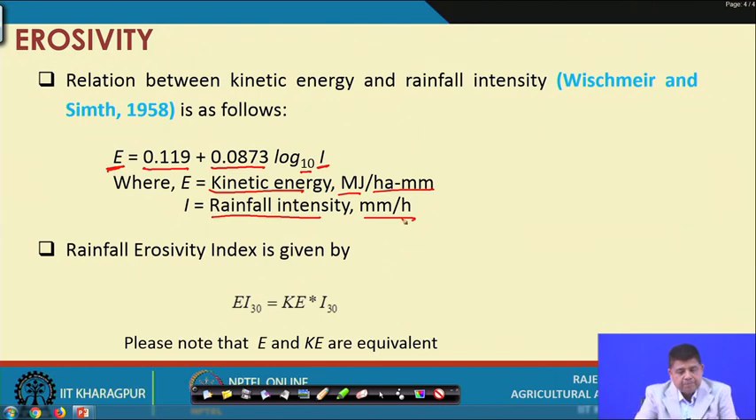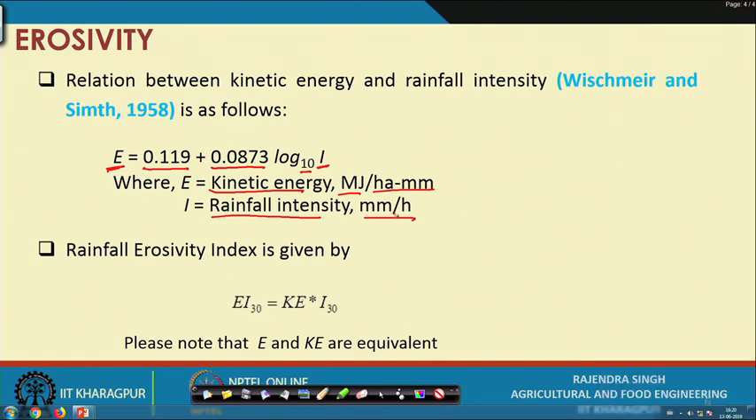And like any other empirical equation, as I have mentioned, we have to be careful about the units if we want to use the equation in its given form, because the coefficients or constants are there because of the units being used for the variables. So, if you want to use this Wischmeier and Smith equation, I has to be put in millimeter per hour, and the output E will always be in megajoules per hectare millimeter. So, we have to remember the formula.